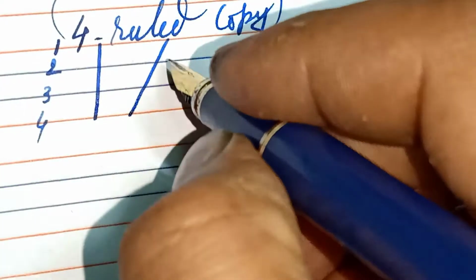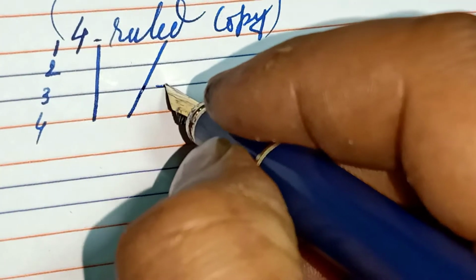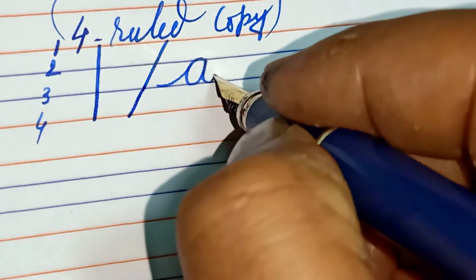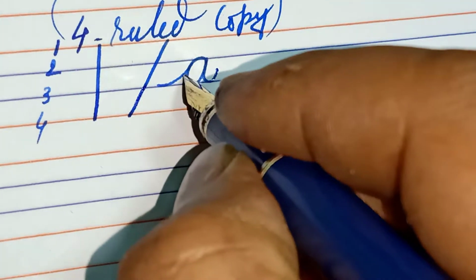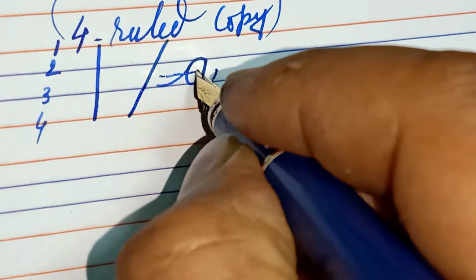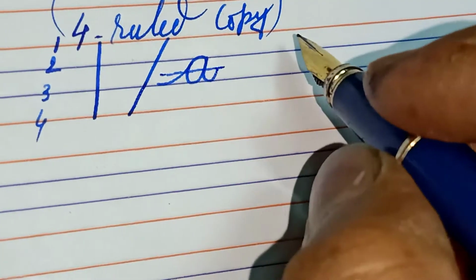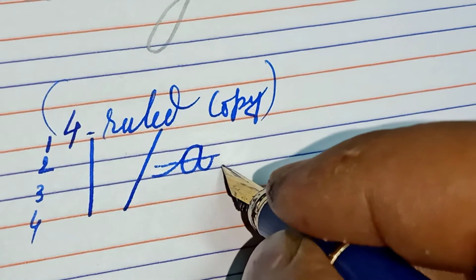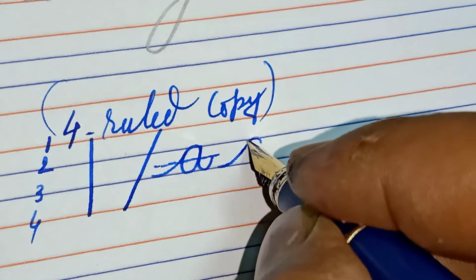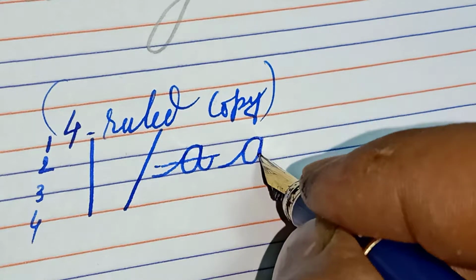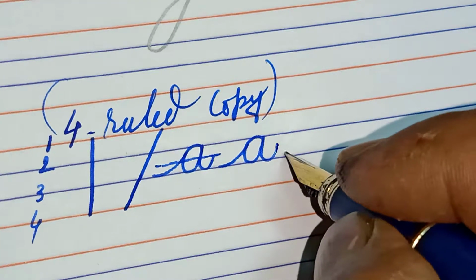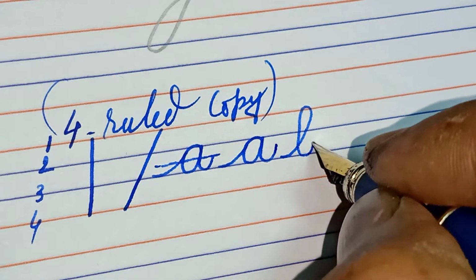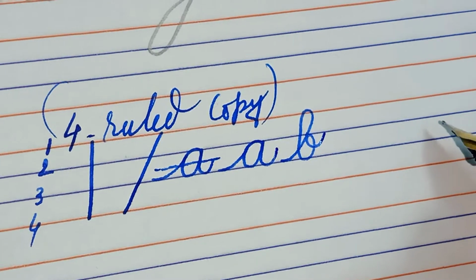Okay, let's see. We start from here, up, down, up, down and up, and this part will just remain in between this line. Okay, like this. Let me write it again. A, write slowly first like this, and the B, up, down and up like this.